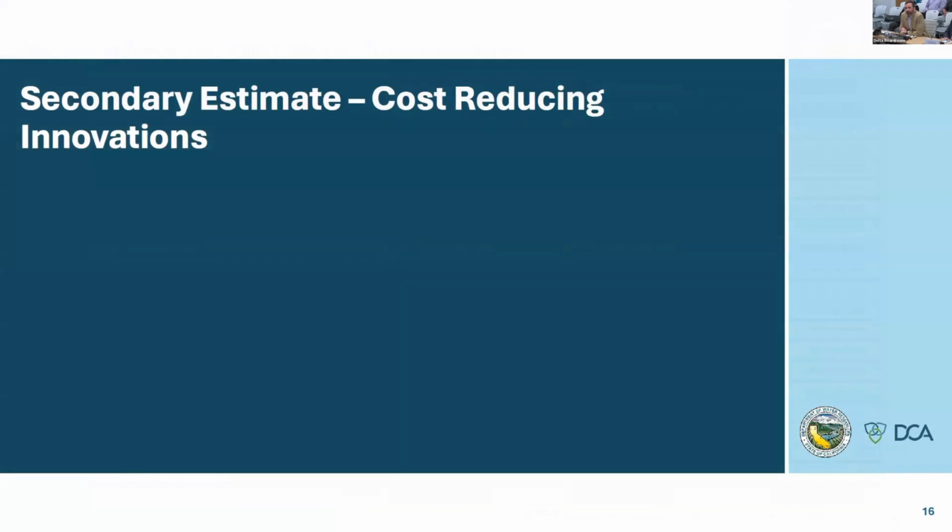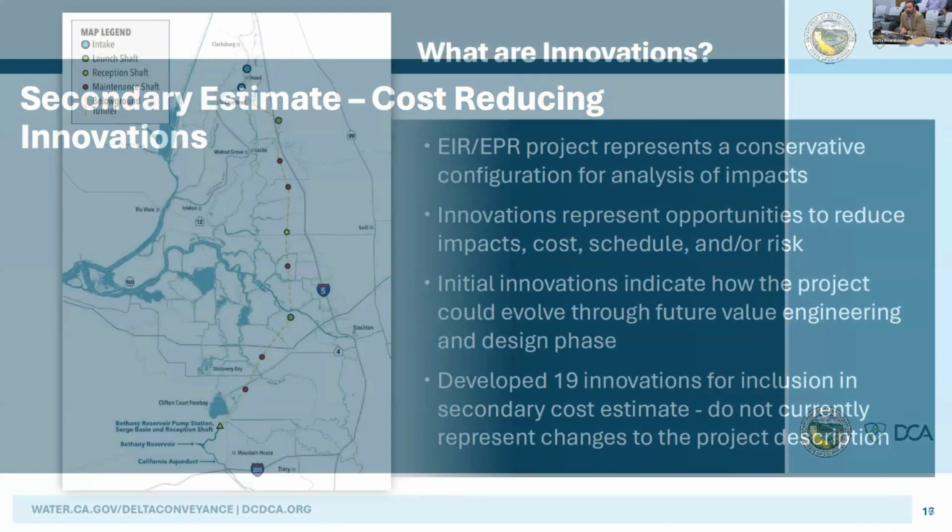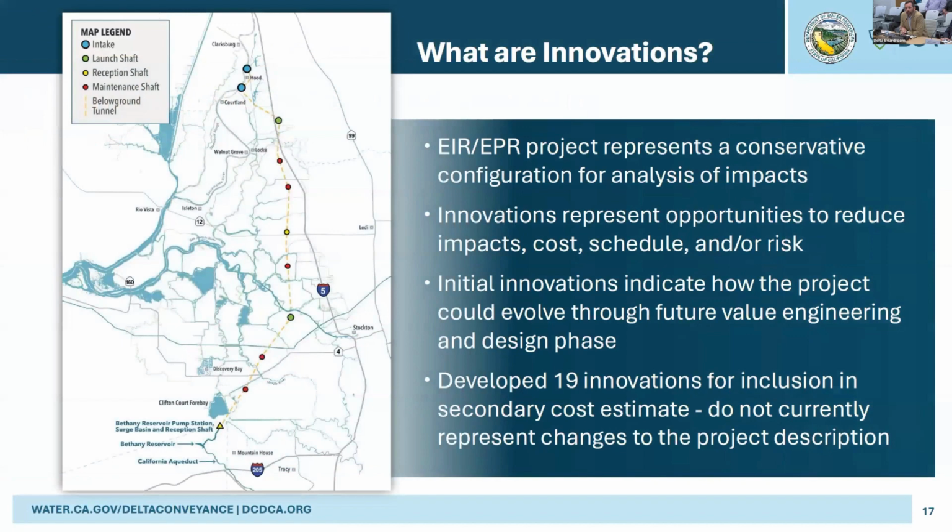So now I'm going to shift gears into what we're calling the secondary estimate. These are a variety of cost reducing innovations that we're starting to consider. There are some important points here, I think, when broaching the topic of innovations. First of all, from an engineering perspective, the work that was provided to DWR for their impact analyses and the work that's documented in our engineering project report represents a relatively conservative configuration. And that's because there's a lot of information we don't have yet. There's a lot we don't know, and where we needed to make assumptions, we have to make appropriately conservative assumptions.